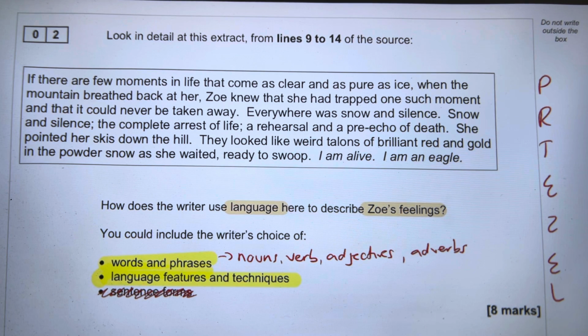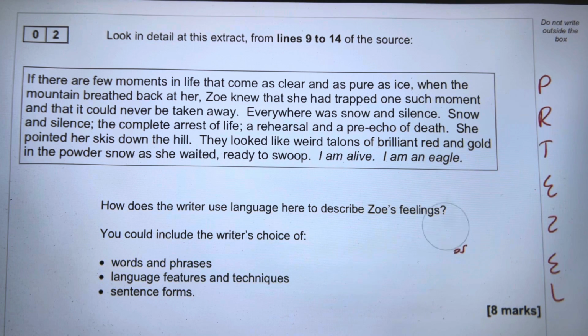So my first quote, guys, that I'm going to use is the quote, guys. One second, let me rub out all this. The first quote that I'm going to use is where it says, ready to swoop, I am alive, I am an eagle.